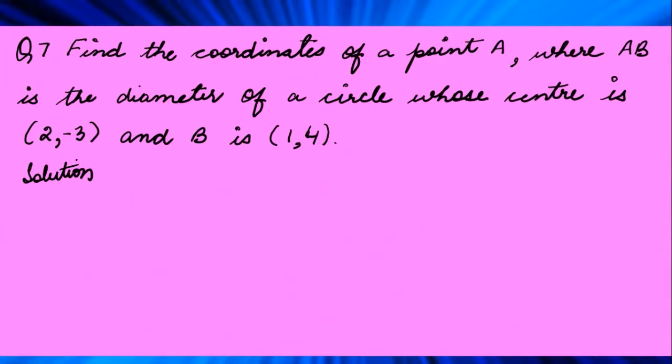Let's continue. Question number 7 is: find the coordinates of a point A where AB is the diameter of a circle whose center is (2, -3) and B is (1, 4). You are given a circle in which AB is the diameter, and the center is given to be (2, -3) and point B is (1, 4). You want to find the coordinates of point A.